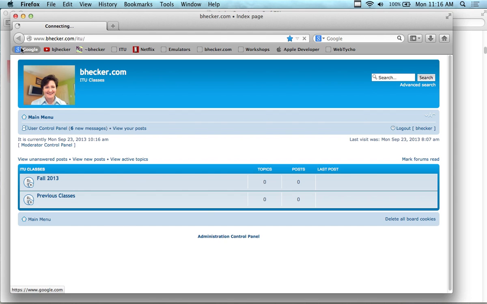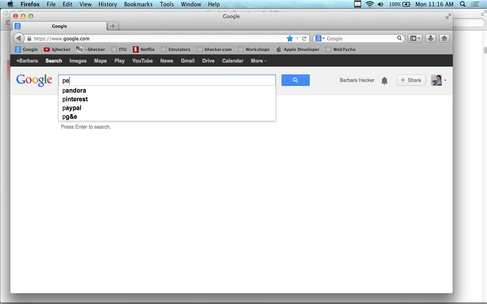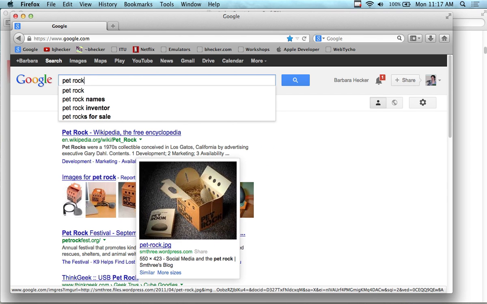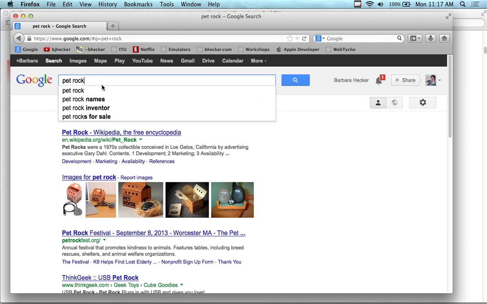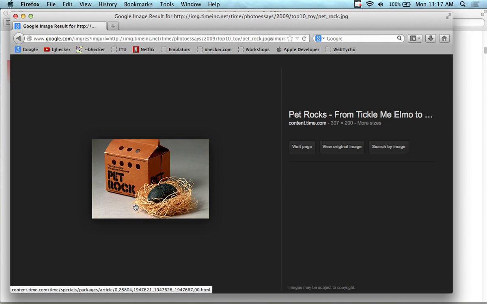You've got to see this thing. It's like no cost at all. Here it is, the pet rock. It came with ventilation, because the rock's got to breathe. It's an animal. It's a pet.